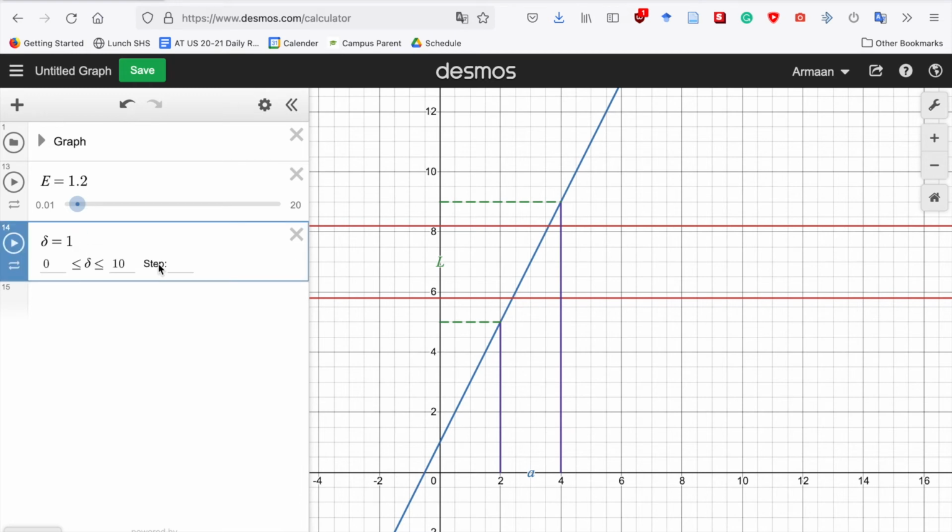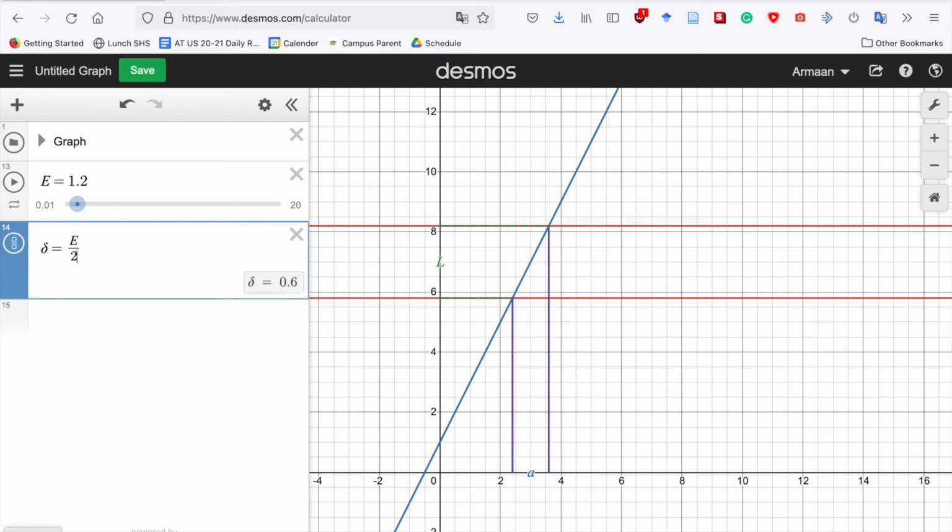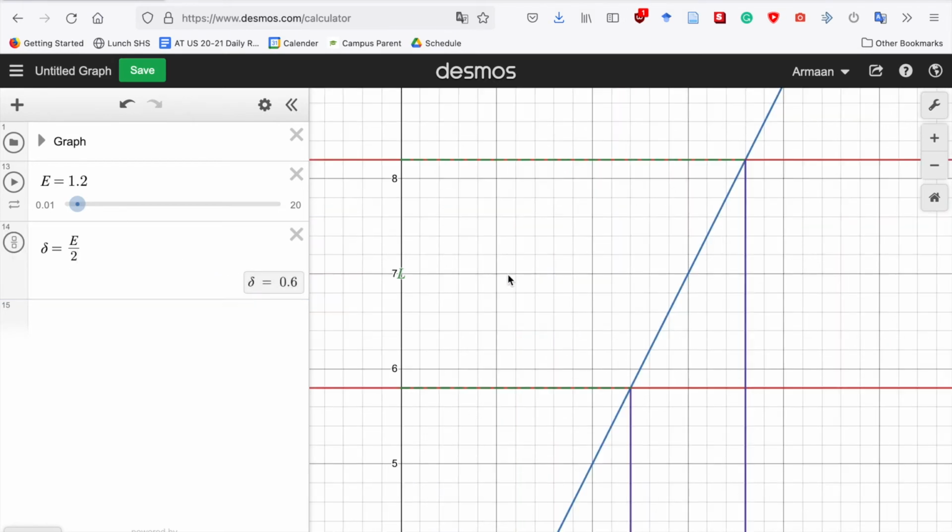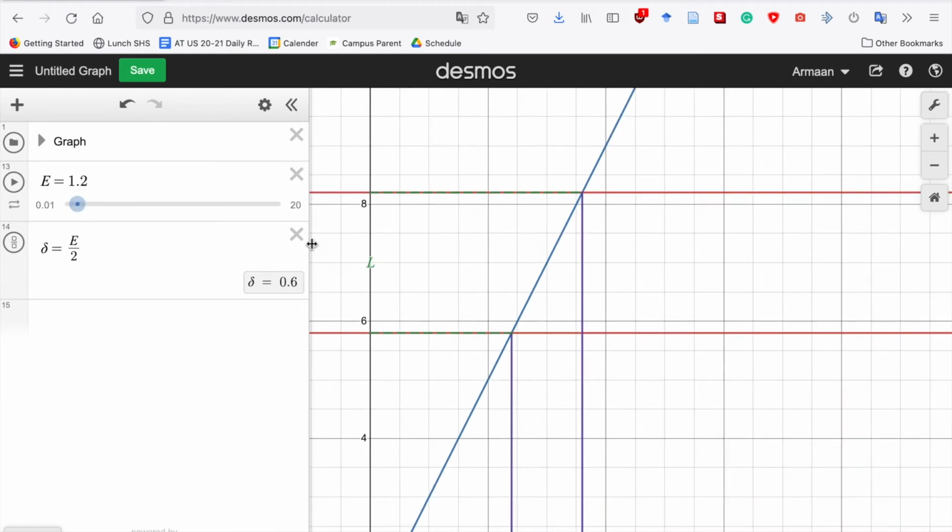So we would want to make this delta window in terms of epsilon. And in this case, it would be epsilon over 2. I'll show you how you would come up with such an answer, how you'd actually come up with a specific value for what delta can equal, but here it's just epsilon over 2.